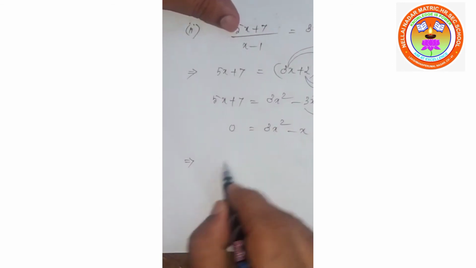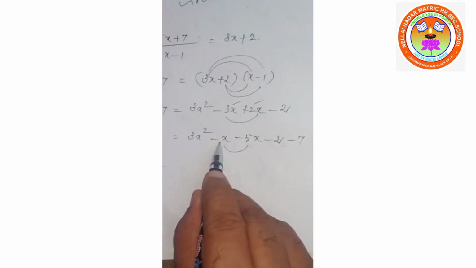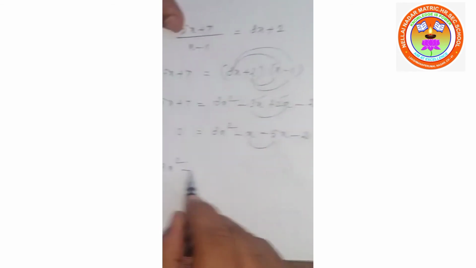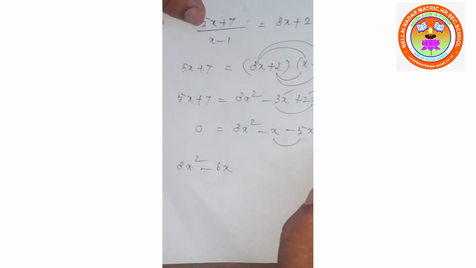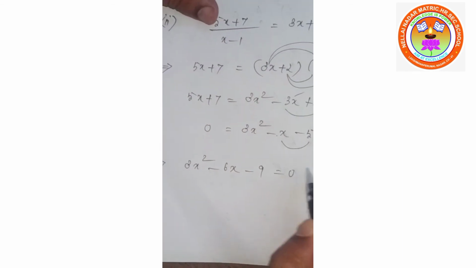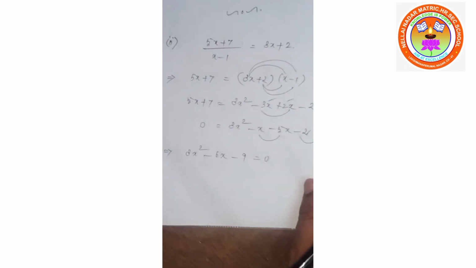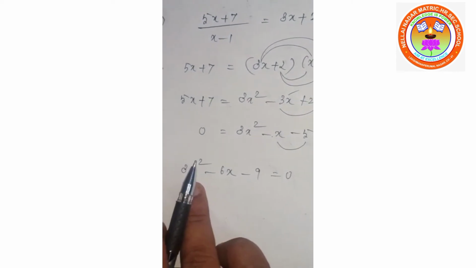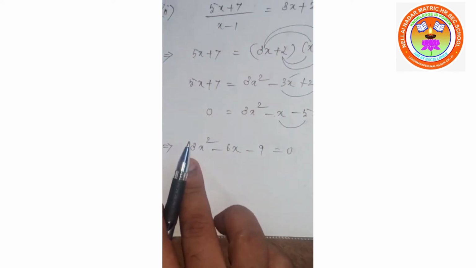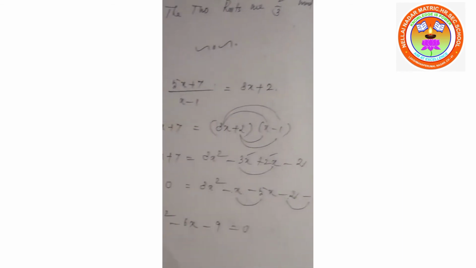Which implies, write 3x squared first. Together minus 1x minus 5x equals minus 6x. Minus 2 minus 7 equals minus 9, that is equal to 0. I already told you in the completing the square method, particularly the coefficient of x squared should be 1. But what is here? 3. So each and every term should be divided by 3.